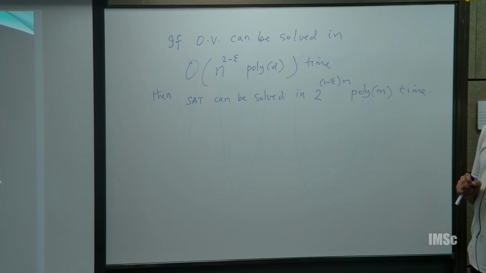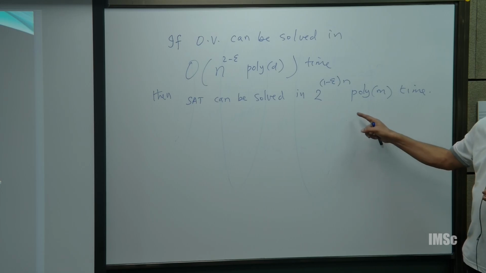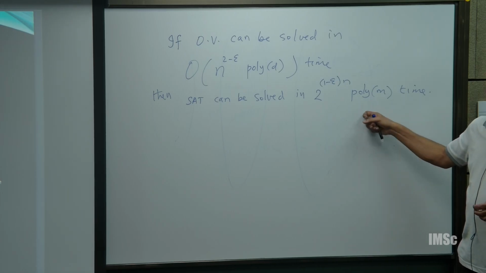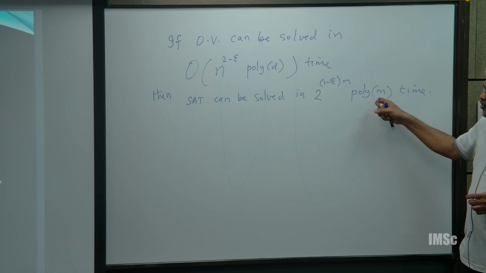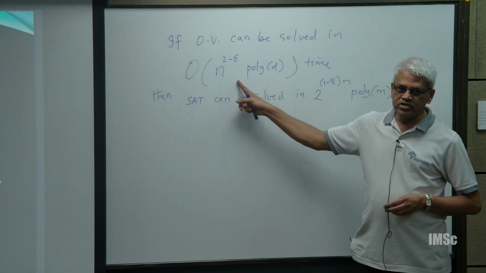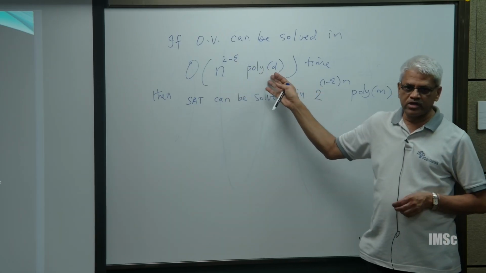And there are two ways to interpret this statement, this theorem. One is that if you believe that SAT cannot be solved in this time, and some people believe it because there has been a lot of attempts to improve the SAT algorithm and they have not been successful for general SAT, then it follows that n square is the lower bound for orthogonal vectors.